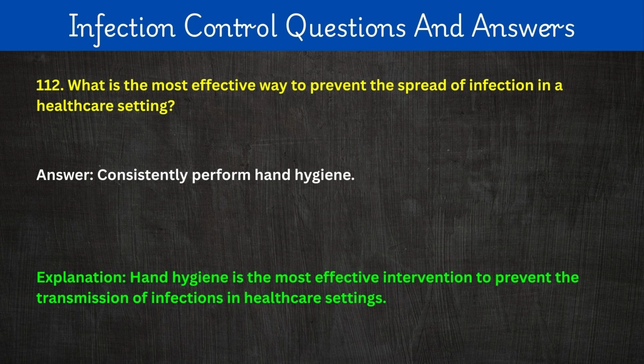112. What is the most effective way to prevent the spread of infection in a healthcare setting? Answer: consistently perform hand hygiene. Explanation: hand hygiene is the most effective intervention to prevent the transmission of infections in healthcare settings.